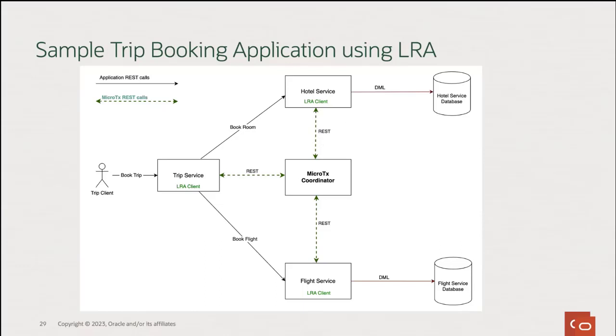And when both the flight and hotel bookings are successful, the trip service completes the LRA by making a REST call to the MicroTx coordinator. The coordinator then calls the completion REST APIs on the flight and hotel services. Otherwise, in case of any failure, the trip service cancels the LRA, and the coordinator then calls the compensate REST APIs on the flight and hotel services. So that concludes a trip booking.